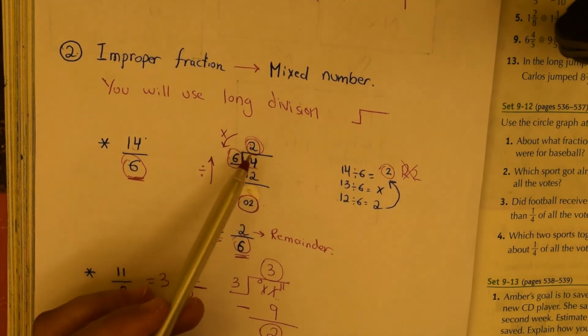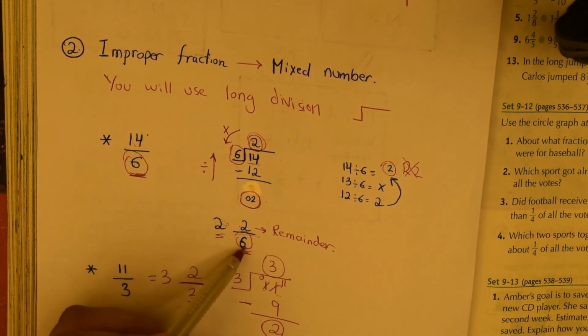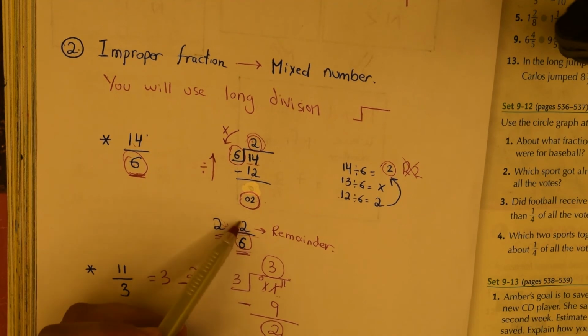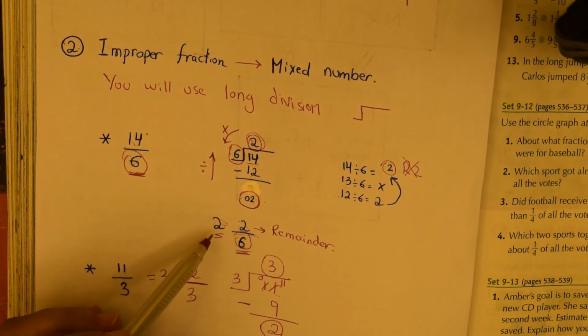So my answer is, I will put the whole, this is 2. Then I will put over the same denominator 6, and I will put the remainder up here. So my mixed number here is 2 and 2/6.